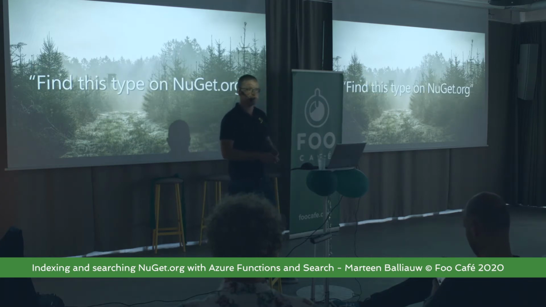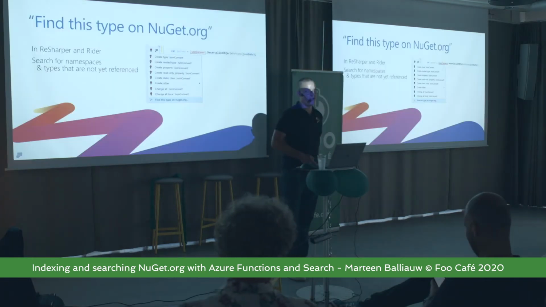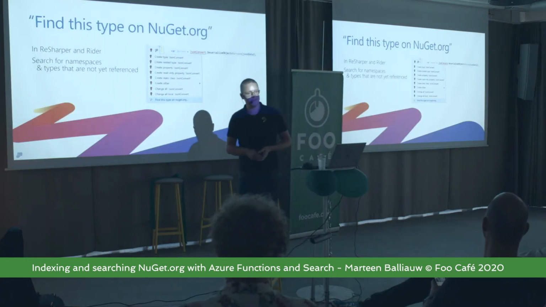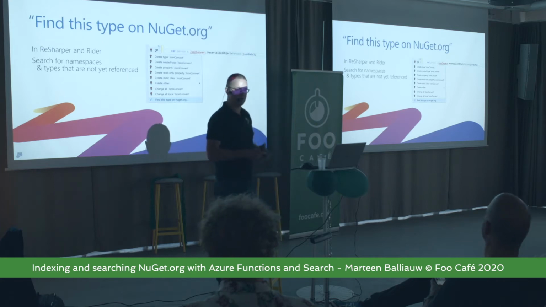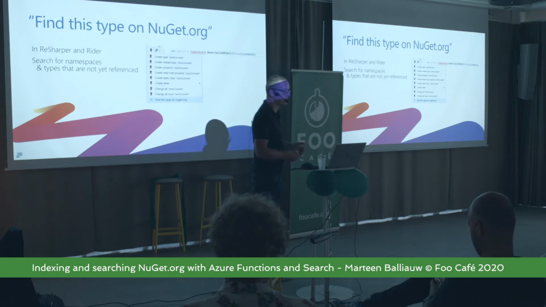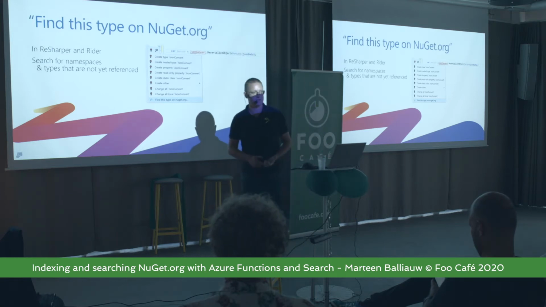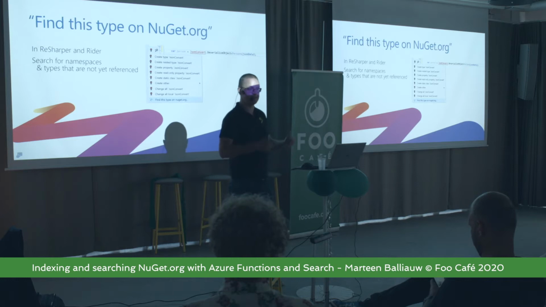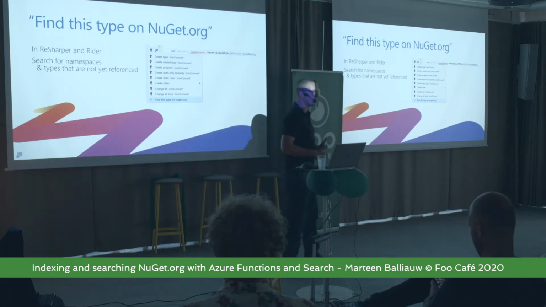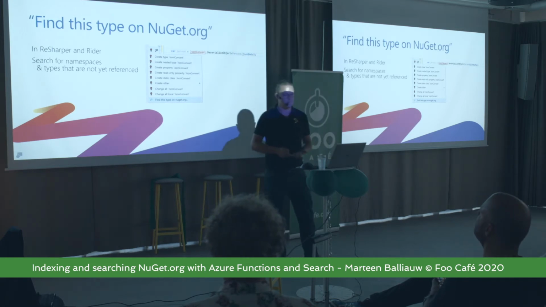So I don't know if anyone here is using Resharper or Rider. Okay, thank you again. In there is a feature called Find This Type on NuGet. Basically, when you write your own code, you will see that when you start using an object type, like for example, JSON convert or JObject or whatever, there will be a quick fix available where you can search that type on NuGet, and Resharper will come up with, okay, this is newtonsoft.json, install this package, and you can start working with this type inside of your application. Works with types, works with namespaces, and so on.